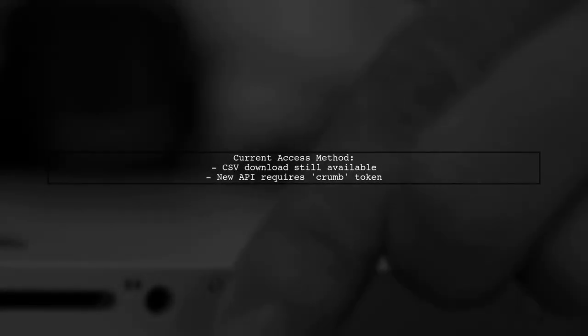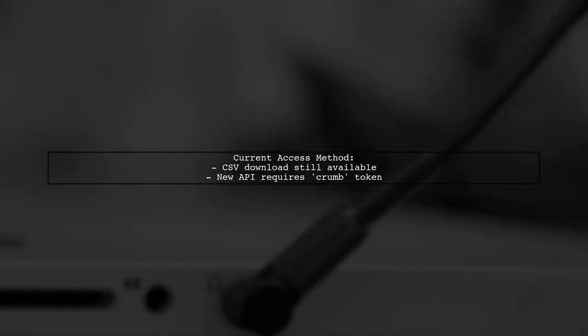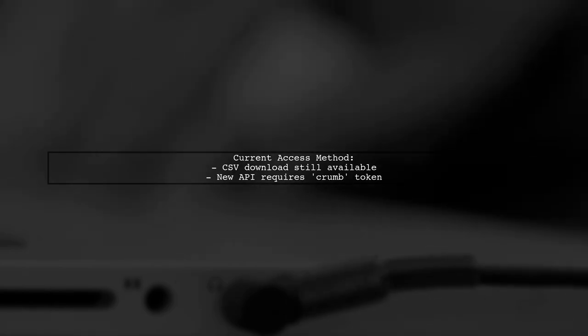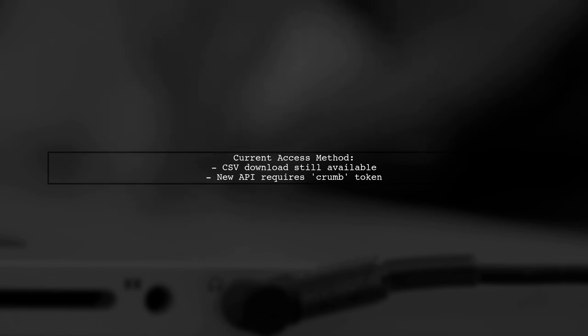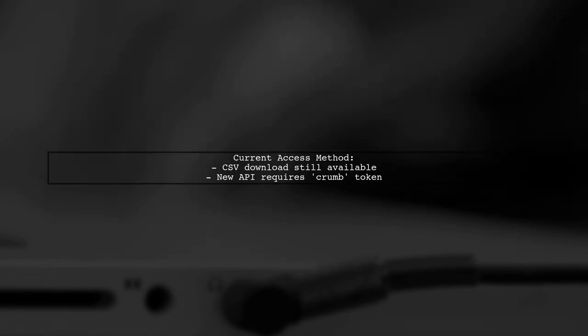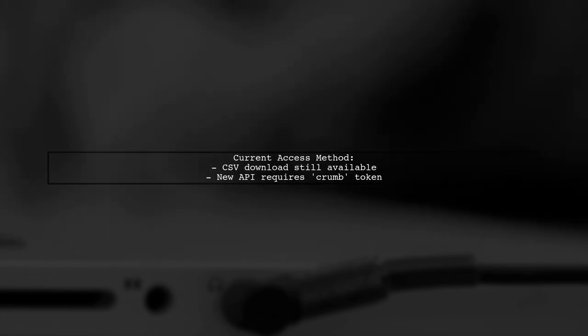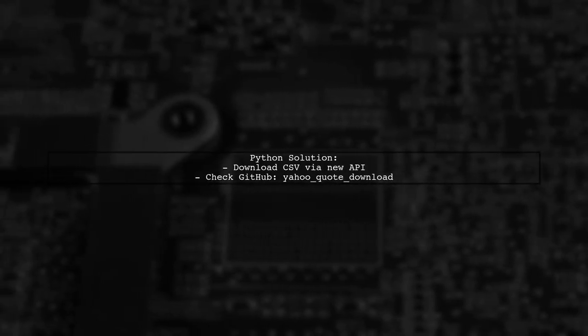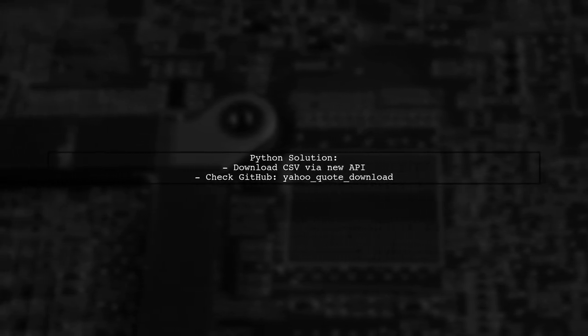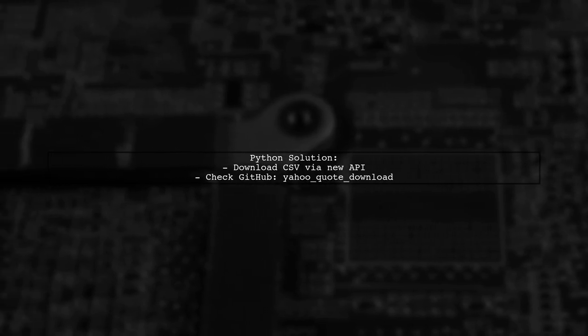You can still download financial data from Yahoo's financial page, but it now requires a new API with an authentication token called CRUM. For those interested, I've created a Python 3 script to download the CSV using the new API. You can find it on GitHub.